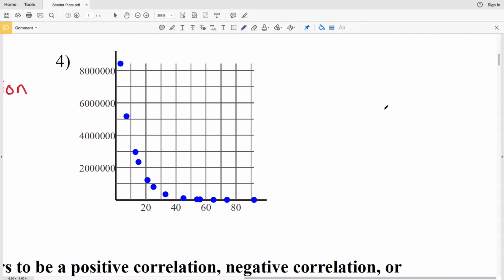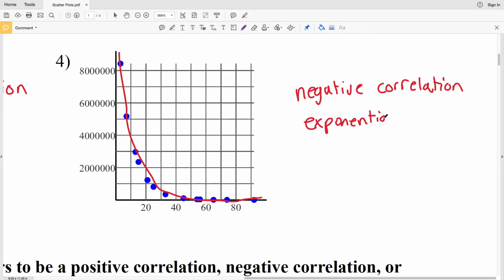And then lastly, in number 4, you can see that the points have a negative trend, so as x increases, y decreases, and it looks as though the limit is 0, so those points are slowly approaching 0. Therefore, this is a negative correlation, and it's exponential. The y values start as some really high number, and then approach 0 in a relatively short span. So let's continue on to number 5 and 6.